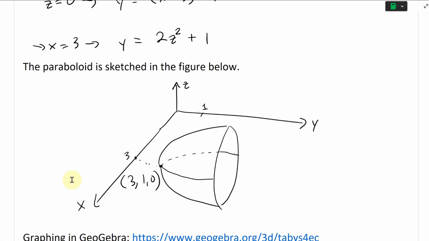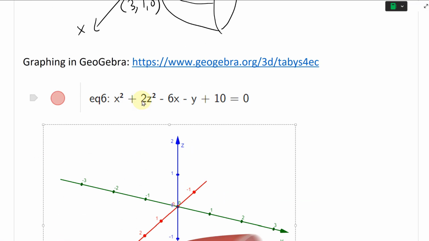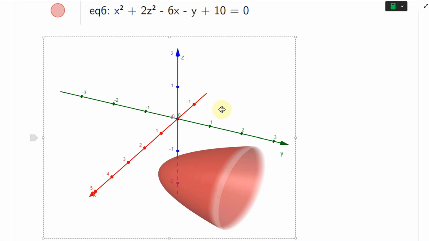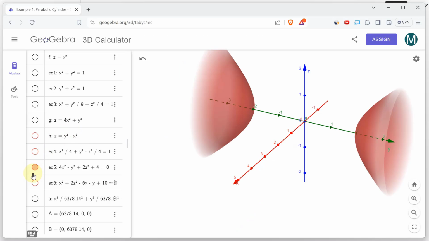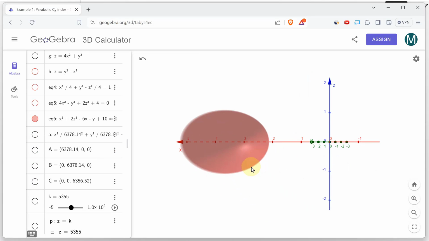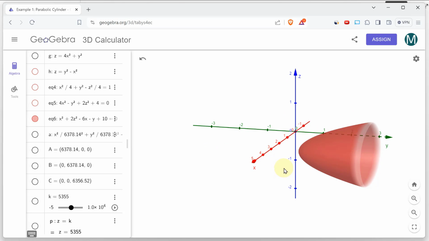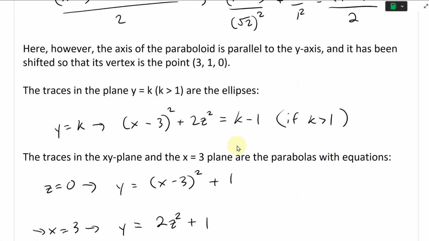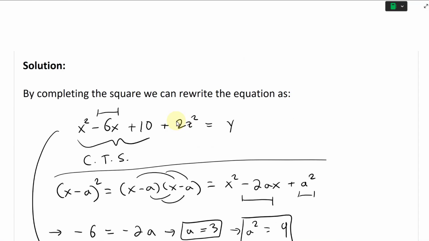And now, if you just graph it in GeoGebra, we're going to get this part right here. There's our equation, x squared plus 2z squared minus 6x minus y plus 10. It automatically does everything, and graphs it like that. We can have a look at it. So unhide this one. Show this equation. This is a paraboloid, or more specifically the elliptic paraboloid. So that was the name: the elliptic paraboloid. And that's pretty epic stuff there.